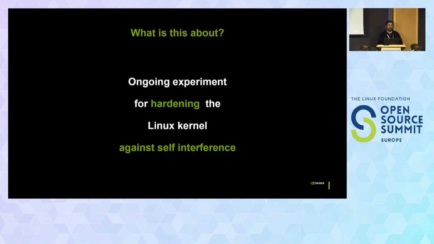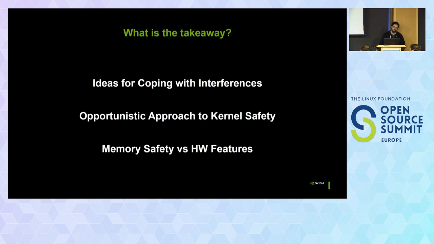So this is an experiment I'm running. It's not finalized yet, but I thought I could share what I found so far. And it's about protecting the kernel from self-interference. What I hope that you can take away from this talk are ideas for how to cope with interferences and also how to choose what to care about and what not, and possibly have some ideas about how you could improve your hardware or ask your hardware vendor to improve it.